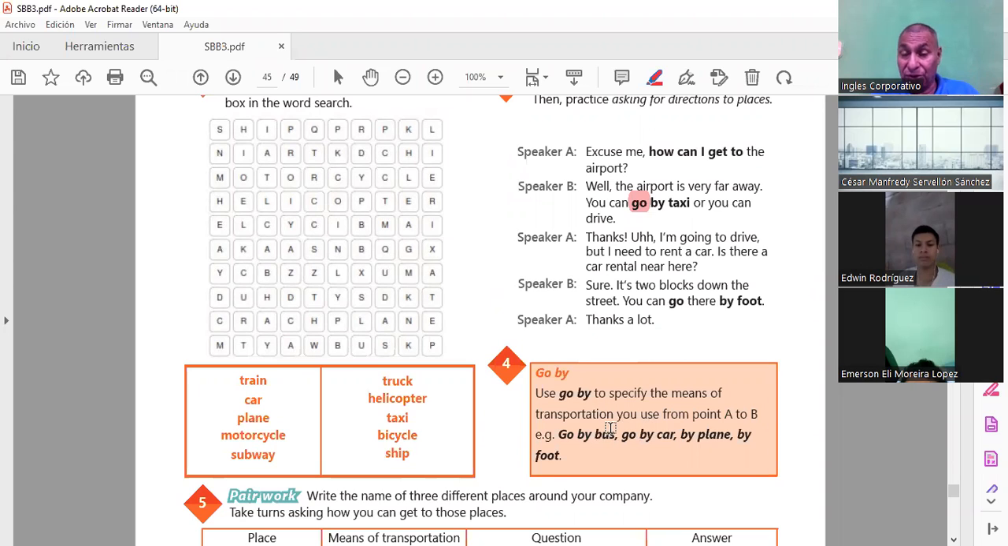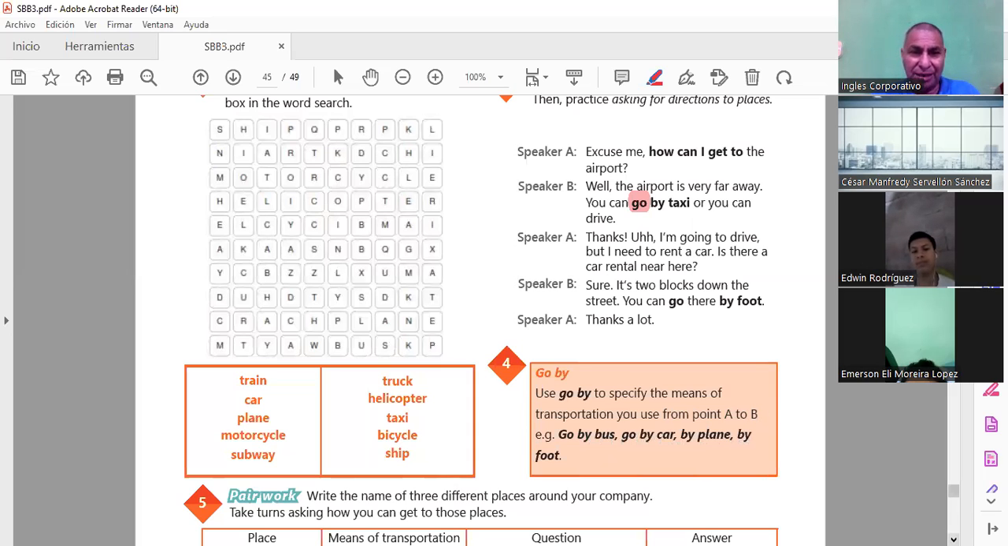Entonces aquí abajo nos da la explicación. Dice, use go by to specify the means of transportation. You use from point A to point B. For example, go by bus, go by car, go by plane, and on foot. Recuérdese que by foot no se usa frecuentemente. El que va a usar usted a ver es el on foot, y ese es el que se usa mayormente.